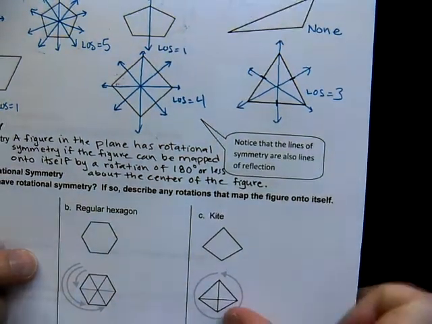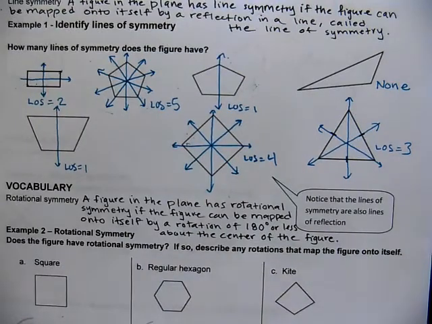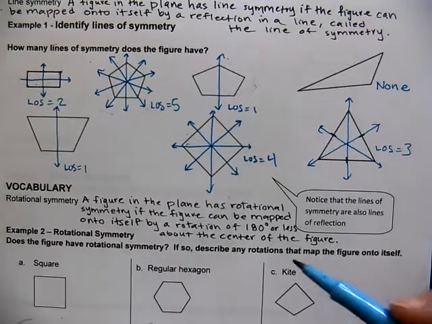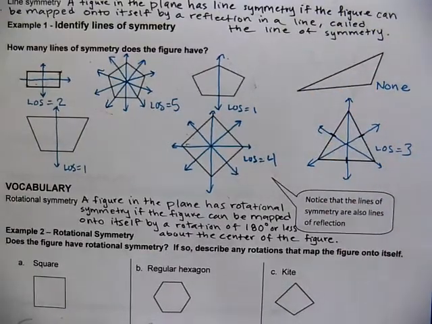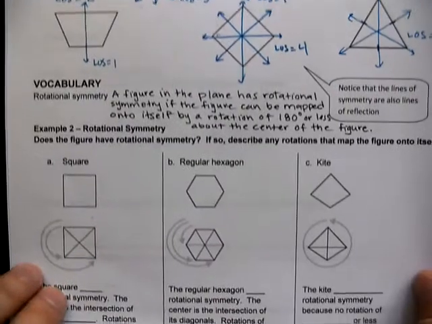So some of your book problems will simply ask you to find or identify the lines of symmetry. Other problems will say talk about the rotational symmetry, and that's where we're going next here. But to calculate the rotational symmetry, we need the lines of symmetry. So that was a first crucial step. Now we're ready to talk about the next topic.